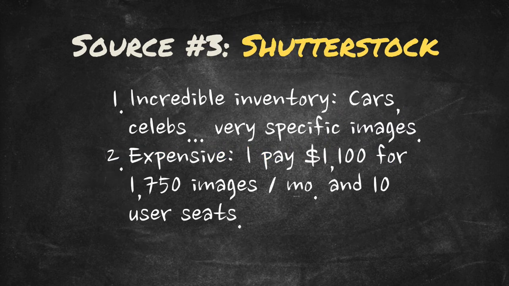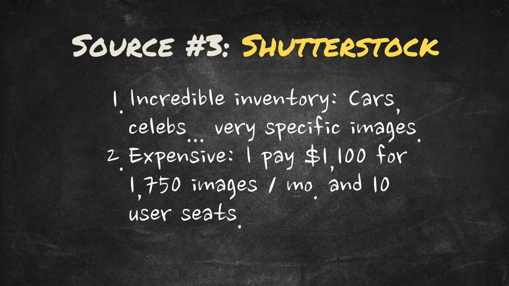Source number 3 is, as I mentioned, Shutterstock. Incredible inventory, the best, I think, at least for my needs. They've got tons of specific cars, any model, make, year, that sort of thing, celebs, and way beyond that. The inventory is incredible. You can find pretty much everything, and it's very easy to use. The downside is it's expensive, right? I'm paying something like $1,100 a month US for 1750 images.